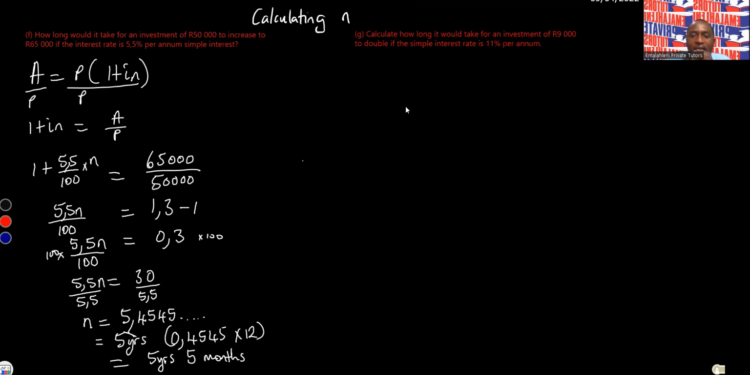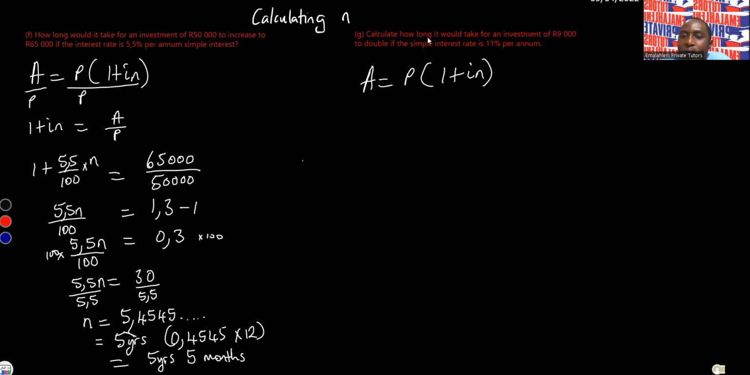Now, let's look at the other one that we're having. Calculate how long it will take for an investment of 9,000 to double if the simple interest rate is 11,5. So we're going to use again our A is equal to P times 1 plus IN.